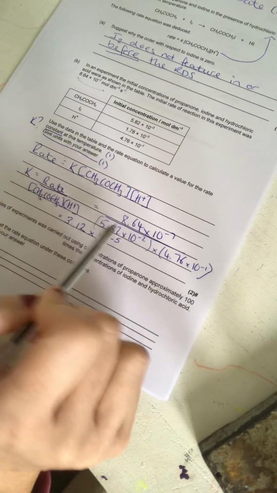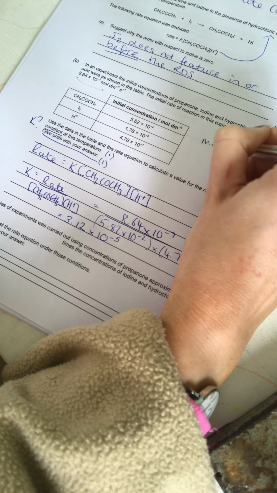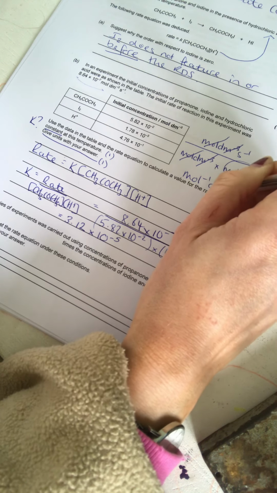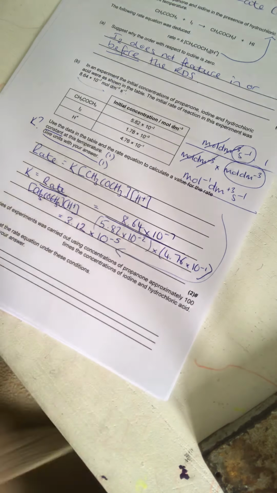Then you need to work out the units. I've not left myself an awful lot of space here. I'm just going to do that up here. So units, obviously for rate, mol dm^-3 s^-1. And then down here we've got our concentration units. Cancel, cancel, cancel, cancel. I'm going to say 1 over this, giving us mol^-1 dm^3 s^-1, don't need to put the positive in. Okay, so that's the units for that one.